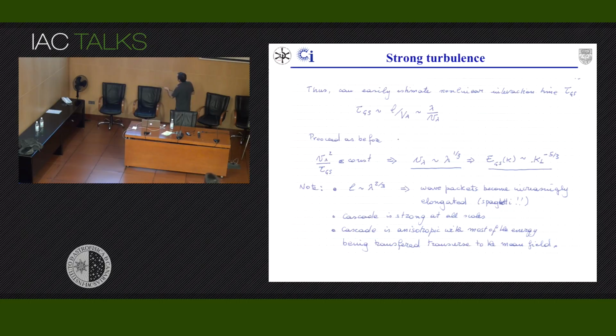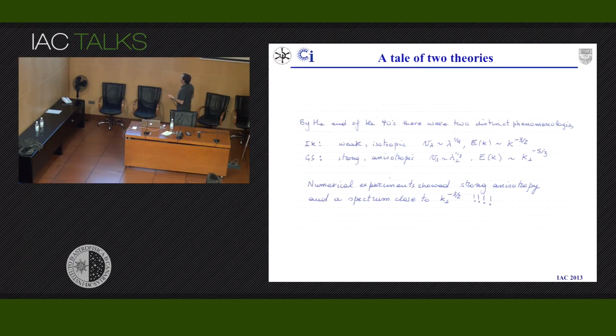All right. So the bottom line is that in the Goldreich-Sridhar theory, the cascade is strong at all scales. It's anisotropic with most of the energy being transferred transverse. And the anisotropy gets worse and worse as you go to smaller scales, which is completely the opposite from hydroturbulence, where as you go to small scales, you establish isotropy. So you have these two very different pictures. In one, the velocity goes as lambda to the 1/4 and the spectrum is k to the -3/2: weak and isotropic. In the other, the velocity goes as lambda to the 1/3 and the spectrum is k to the -5/3: strong and anisotropic.